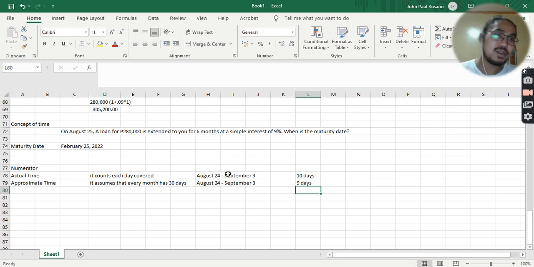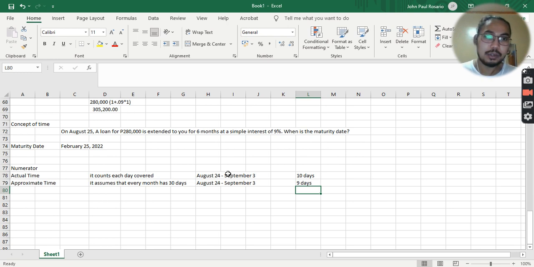So as you can see here, guys, when the problem would state actual time or approximate time, mas daghan nga number of days imong maihap if you count using actual time. While if you count using approximate time, mas gamay nga number of days ang imuhang maihap.